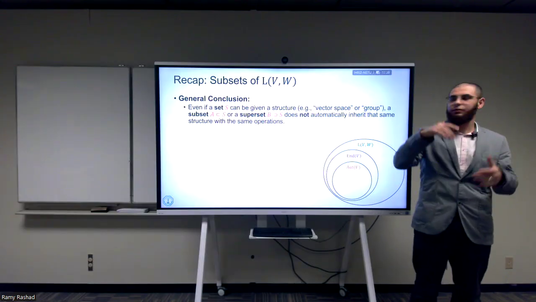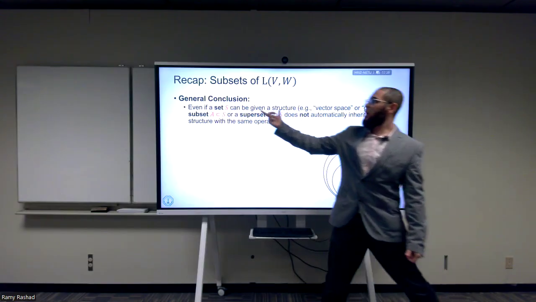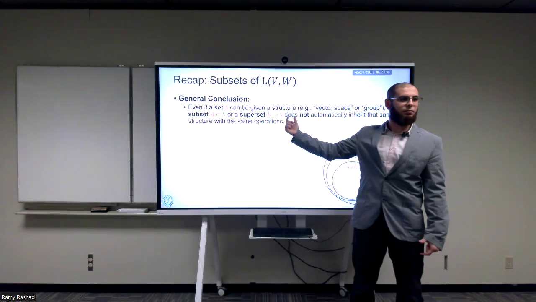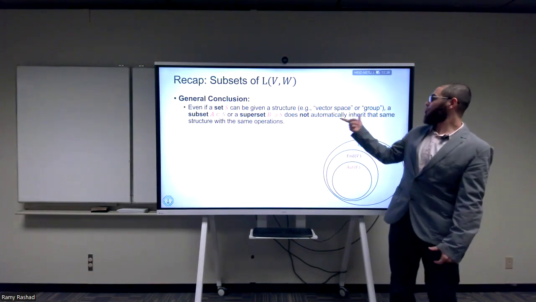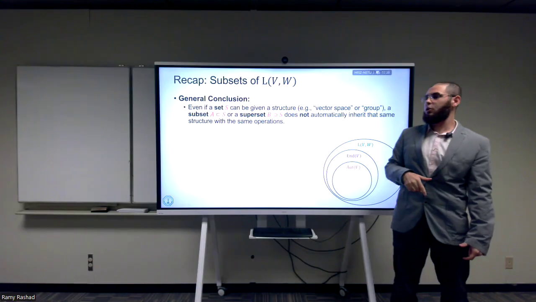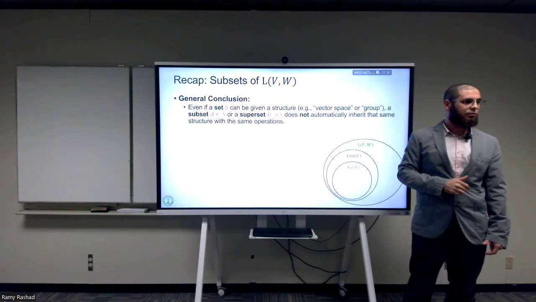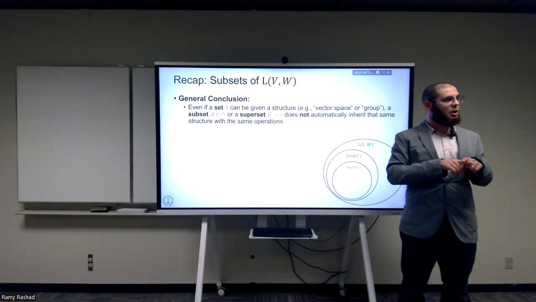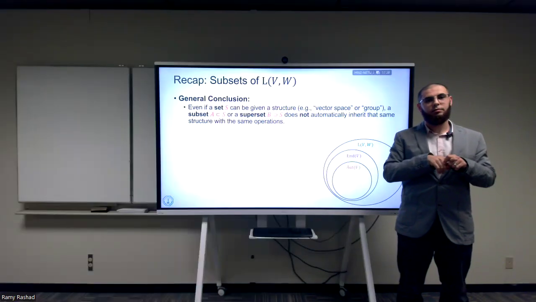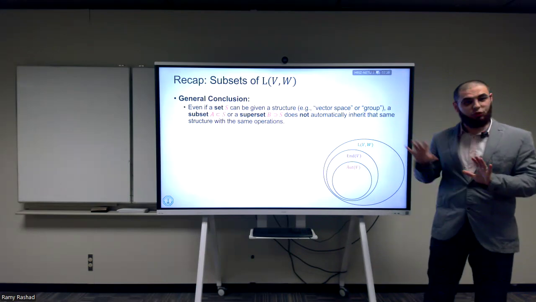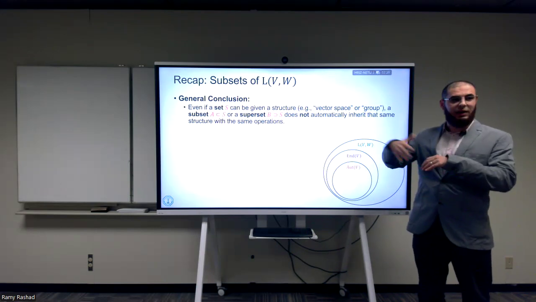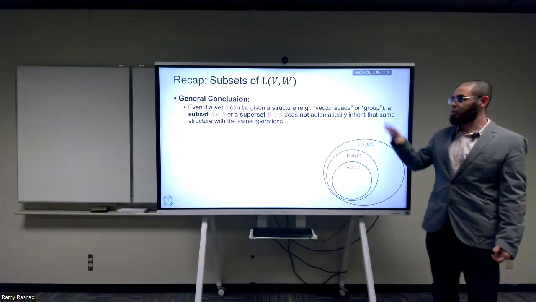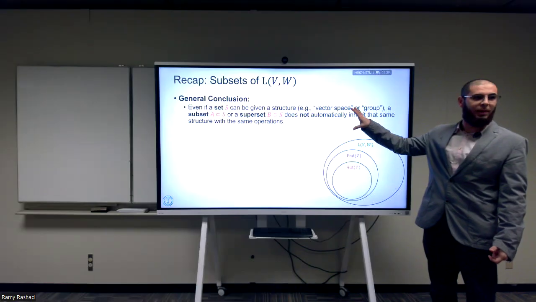So any extra structure: a subset of the set or a superset of the set does not automatically inherit the same structure with the same operations. Is this clear as a statement? This is just some conclusion that you should take in general. And today you're going to have an example that will show you this is really true. You're going to see it with your own eyes, inshallah. So this is the general take-home message that you should take.